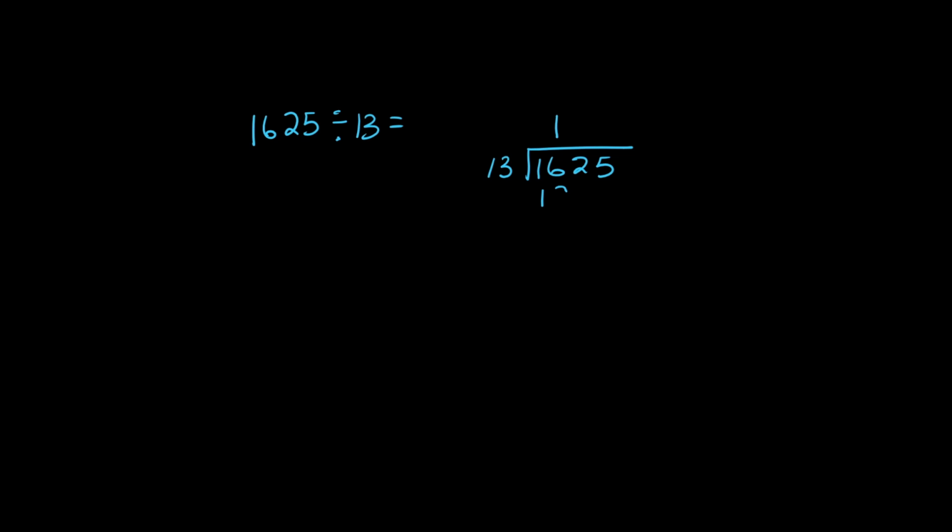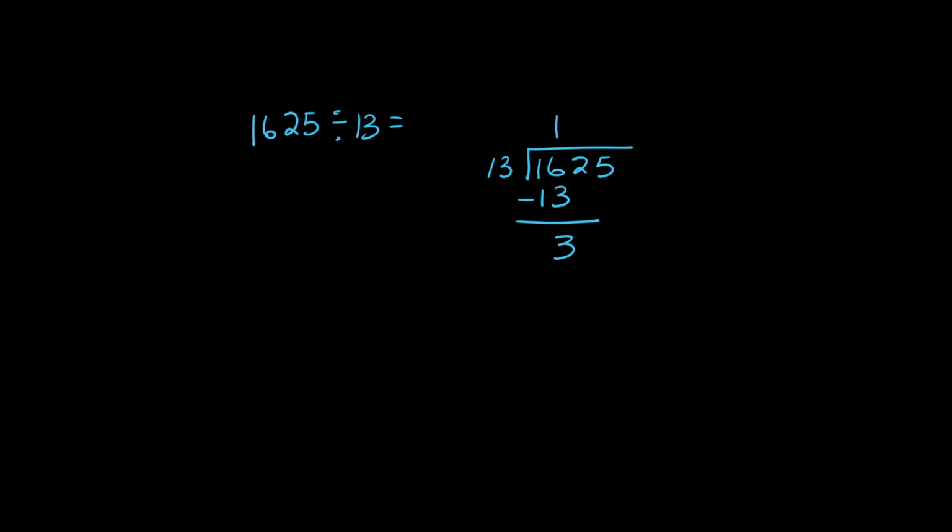Now let's move on to another example. Now let's say we had a double-digit divisor. So let's divide 1625 by 13. Now let's set out our problem. So our dividend would be 1625 and our divisor would be 13. Now how many times can 13 go into 16? 1 time. 13 times 1 will be 13. 16 minus 13, and we're left with 3.